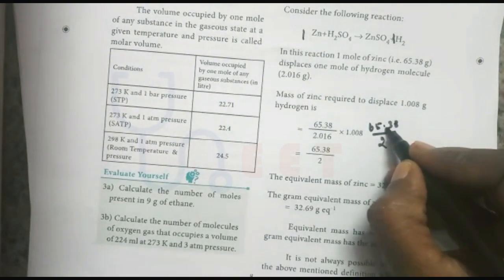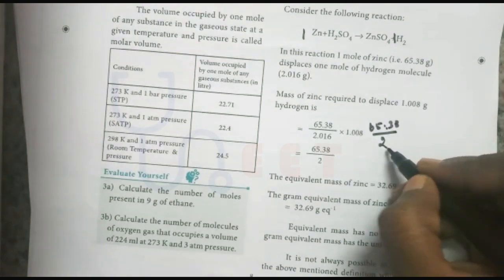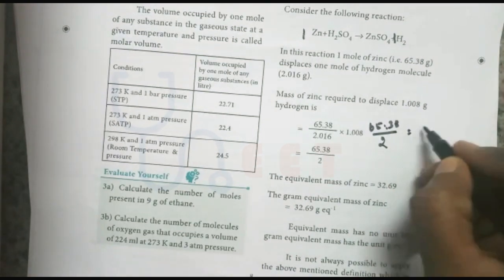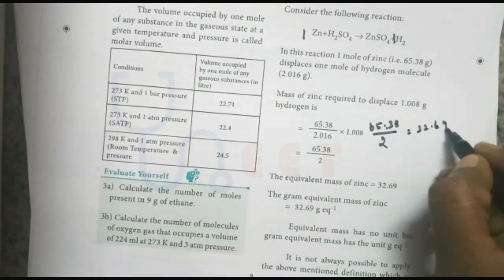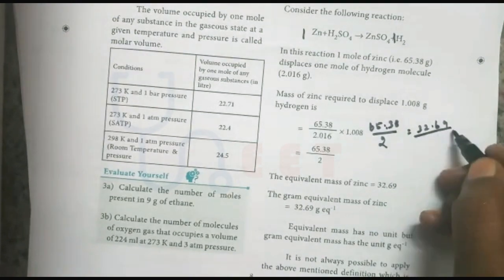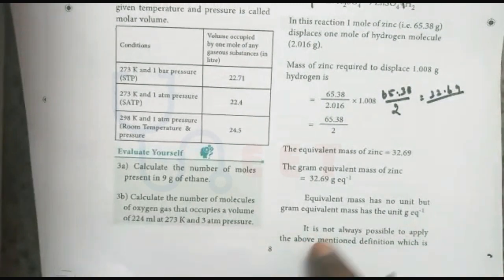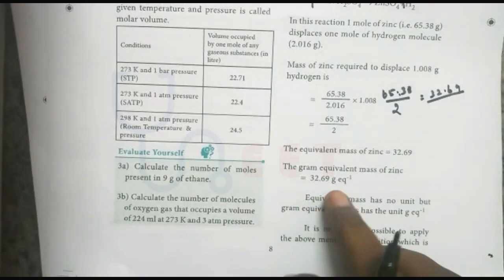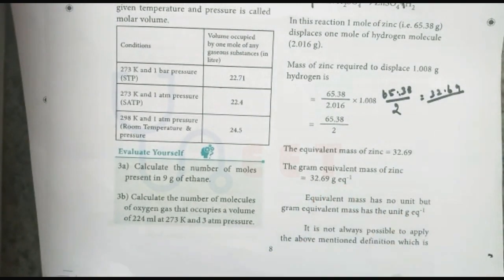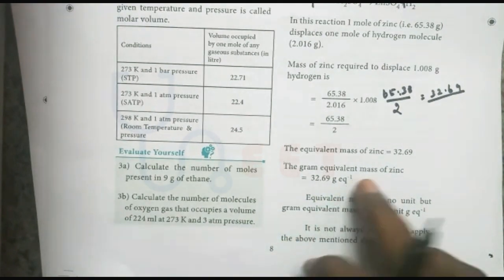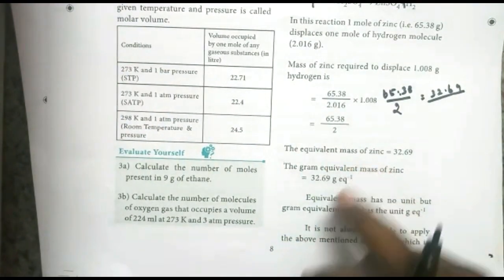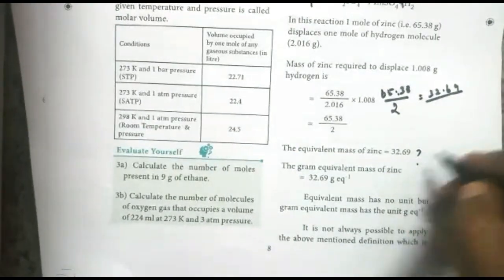So 1 mole of zinc displaces 2 grams of hydrogen, and the answer is 32.69. The equivalent mass of zinc is 32.69. The gram equivalent mass is the same answer, 32.69. Gram equivalent mass has a unit, gram equivalent to the power -1. The equivalent mass does not have a unit.